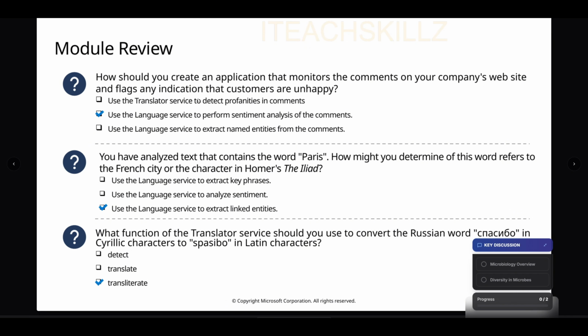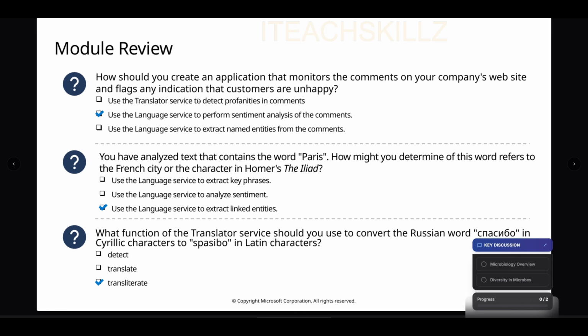The next question we have is: you have analyzed a text that contains the word Paris. How might you determine if this word refers to the French city or a character in Homer's Iliad or in a book? In this case, you're going to use linked entities to determine whether this is a place or a word in a book somewhere.